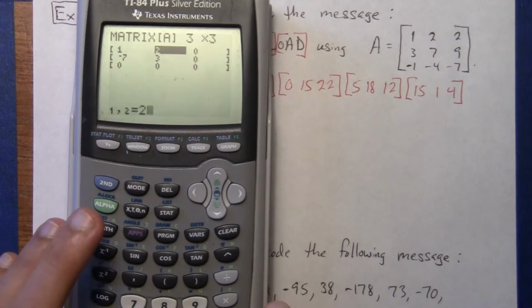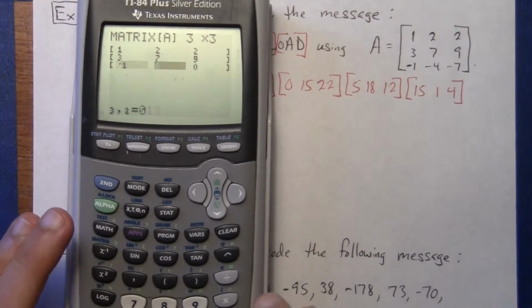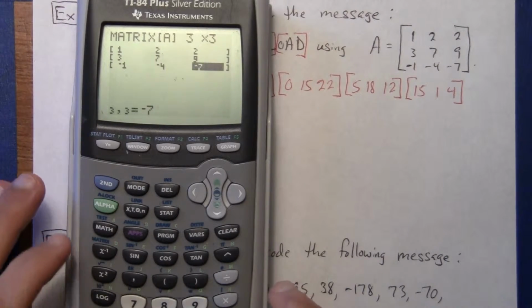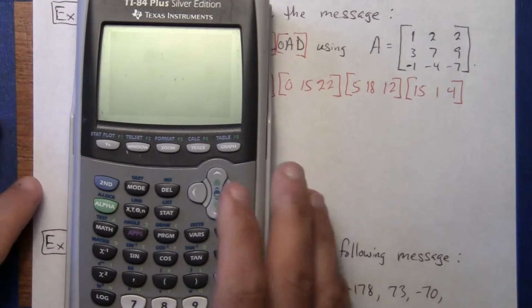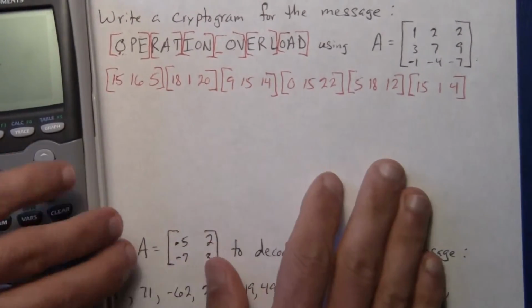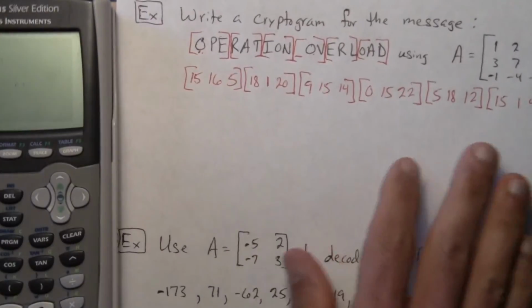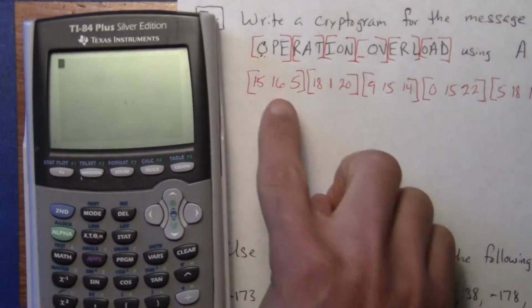First row is 1, 2, 2. Second row is 3, 7, 9. And the last row is -1, -4, and -7. Just double check to make sure that you didn't get anything typed in wrong, because that would throw this off quite a bit. Alright, and when you want to put something into a code, I'm going to have to unfortunately enter all of these in. I'm not going to do it all at once. I'm going to show you here what I would do. I'm going to enter in the first one.